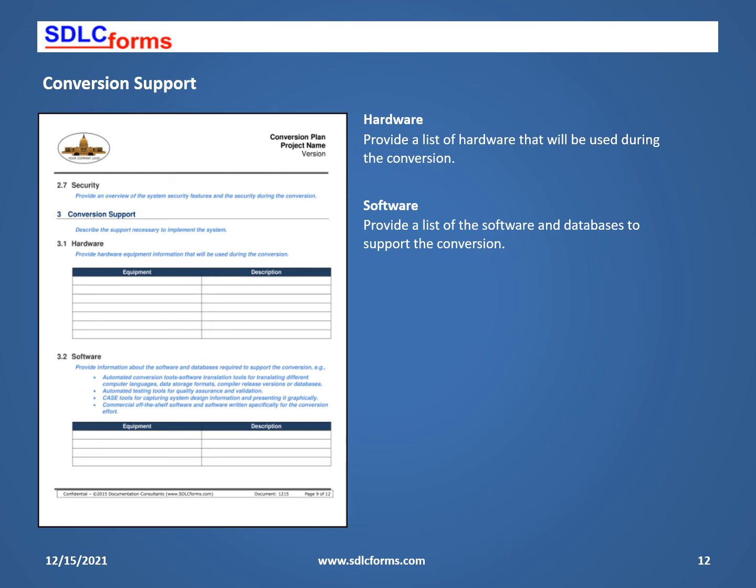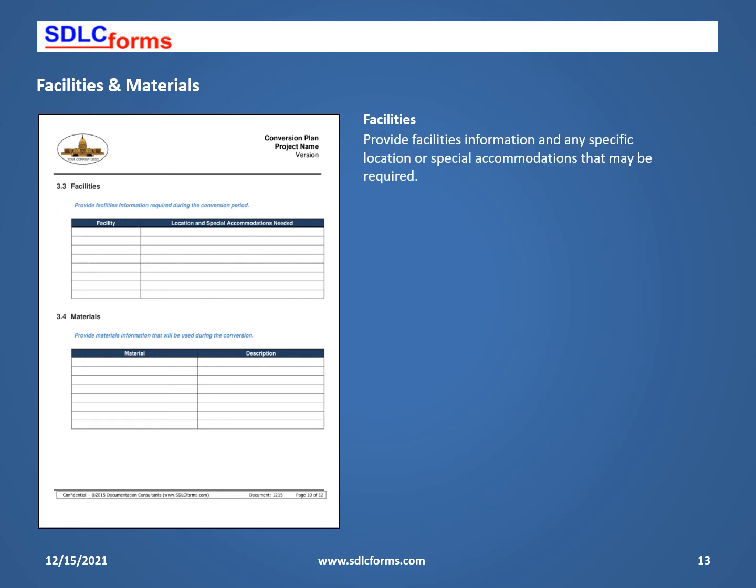The software table should include any automation conversion tools, automated testing tools, case tools for capturing system design information, and commercial off-the-shelf software and custom software specifically developed for this one conversion. The facilities may include in-house or off-site facilities.